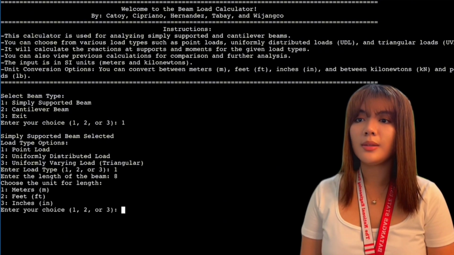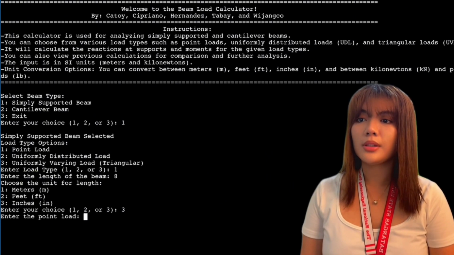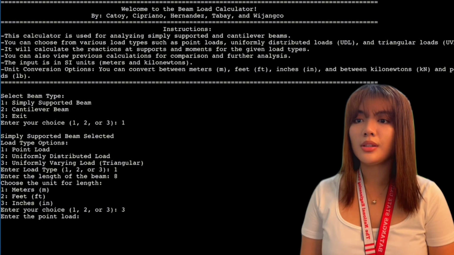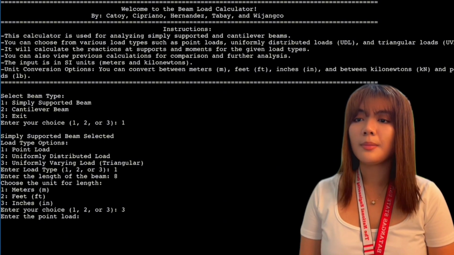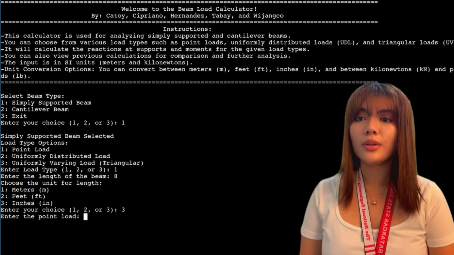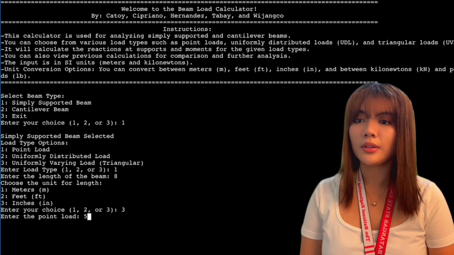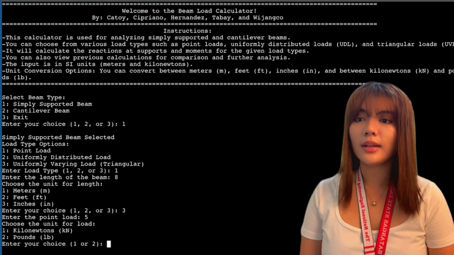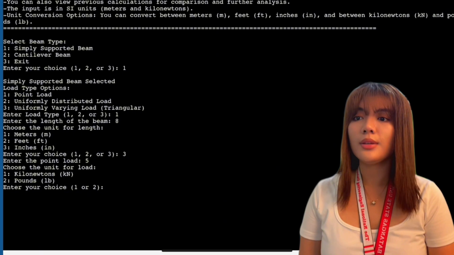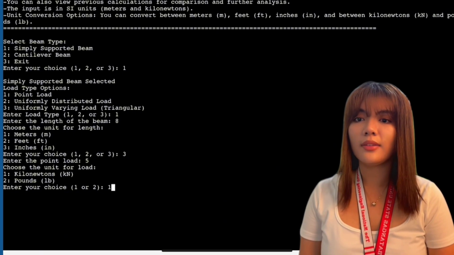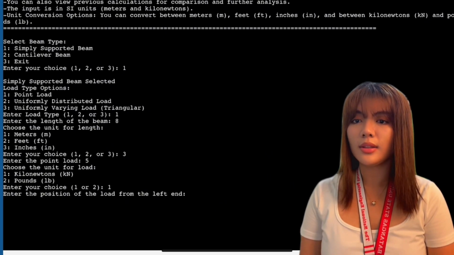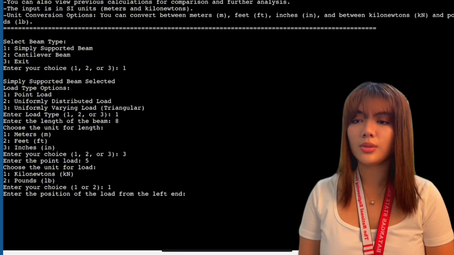For point load on simply supported beam, if the load is a point load, the user inputs load value, position from the left end. Using basic static formulas, the code calculates reaction at the left support or R1, reaction at the right support or R2. It uses the formulas R1 equals load times distance to right divided by total length. R2 equals load times distance to left divided by total length, in which results are both printed and stored.